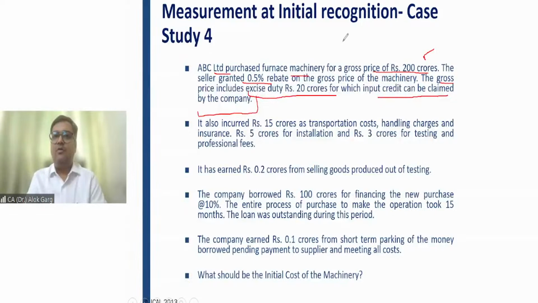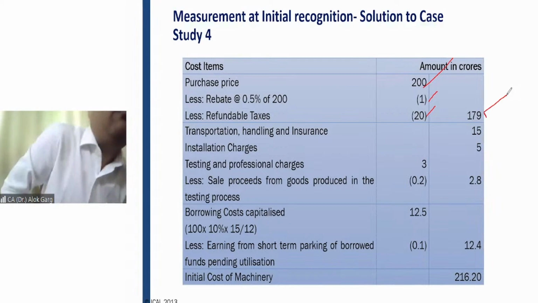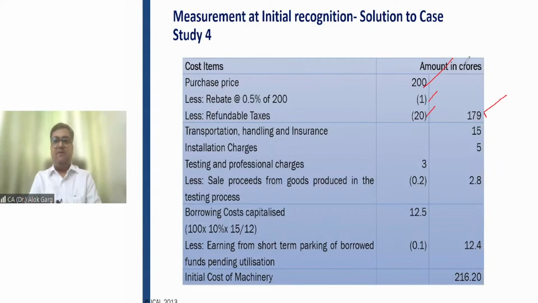Right? So 200 crore is the gross price, 1 crore is the rebate, and 20 crore is your excise duty, refundable taxes, right? In this case, 200 crore is the purchase price, and the 1 crore and 20 crore have to be reduced to compute the purchase price net of trade discount, rebates, and refundable taxes. So 179 is the purchase price.